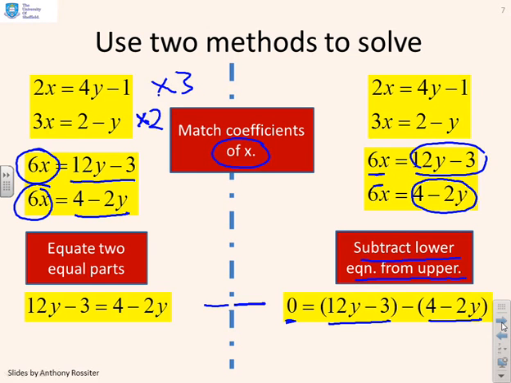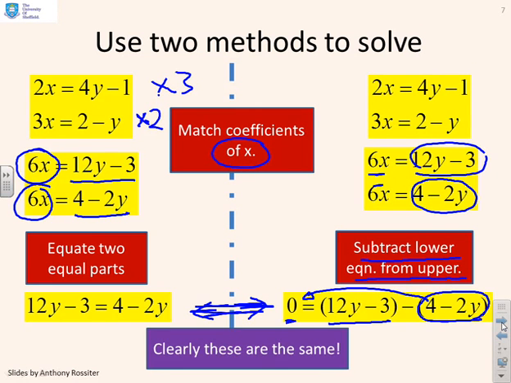Now, look at these two equations. And what do you notice? They are in fact the same. I can easily take this 4 minus 2y, which has got a minus sign, put it on that side, and you see both these sides are saying the same thing. And so, in fact, both methods work the same way.